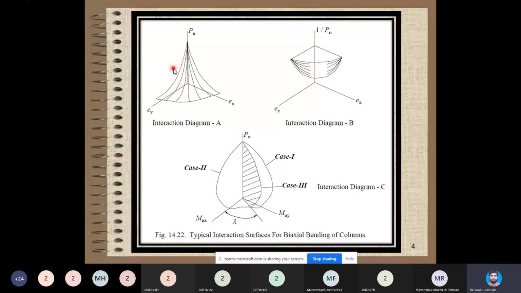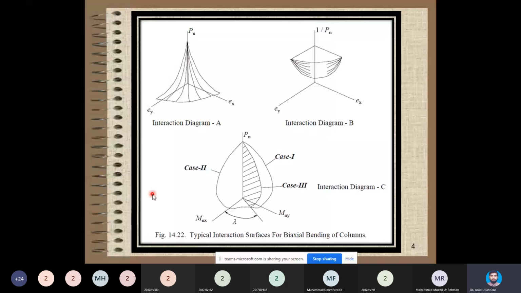So is Ey. You can then have the surface in the first, second, third, and fourth quadrants once you plot between load and eccentricities. The second surface is the reciprocal of that. It is just opposite. Just one change is made: rather than the axial force, you take its reciprocal. It will become important when we discuss one simplified method of design. And the third is very familiar to us, which is load and the two movements. It is shown on this third surface as case 1, case 2, and case 3.